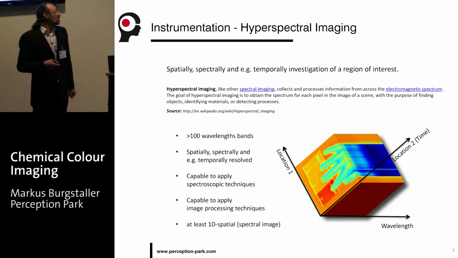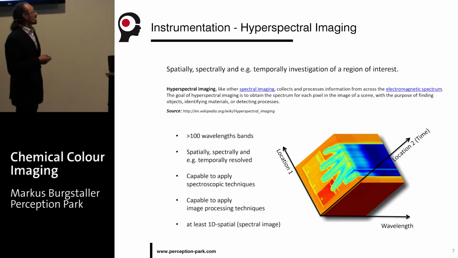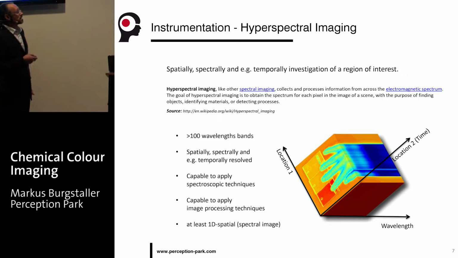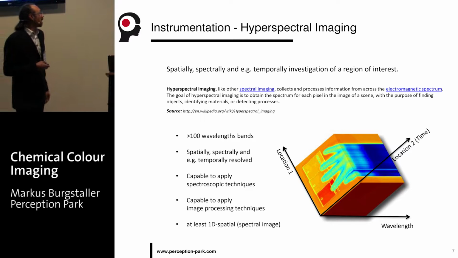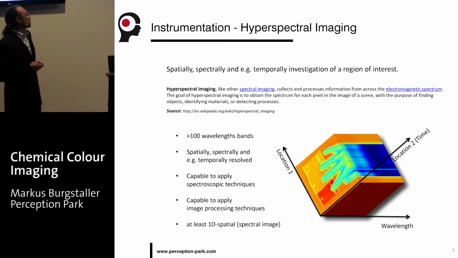Hyperspectral imaging allows spectroscopic techniques because we get the spectral information resolved by wavelengths. Therefore, we can apply spectroscopic technologies. It is capable, of course, of image processing because we have the spatial information too. And that can also be temporally resolved.